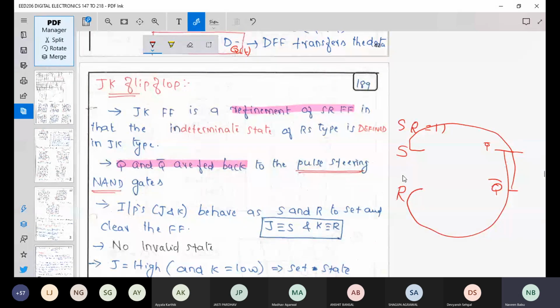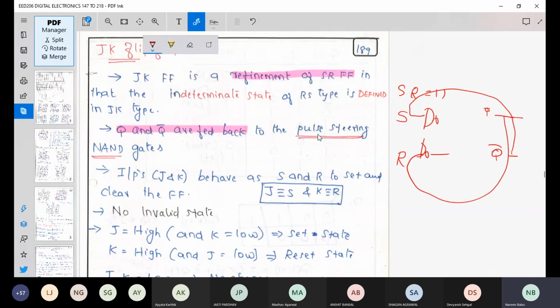Okay, so you are feeding your Q and Q bar back to this S and R flip-flop, and this becomes a JK flip-flop. Okay, let's see how it is going to work. Before that, some characteristics of JK flip-flop. So your inputs of a JK flip-flop will very much behave like an S and R, which means that S is for set and R is for reset or clear.